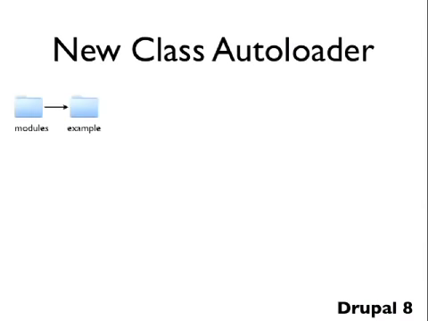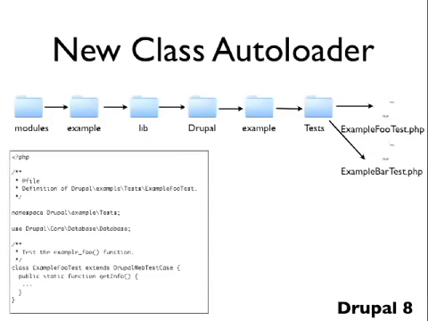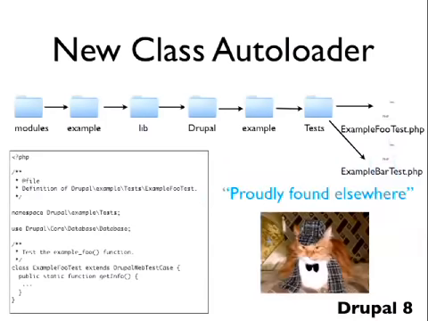So, you have your modules, example. Ready for this? Boom! And then you have a lib, Drupal, example, test, and then you have to split your two tests out into two separate files because every single file can only have one class in it. But you don't have an info file, so yay, it's probably found elsewhere. This really screwed me up the first time I was doing it, but there's a lot of things that get stored into this directory, so it's a good thing to know.